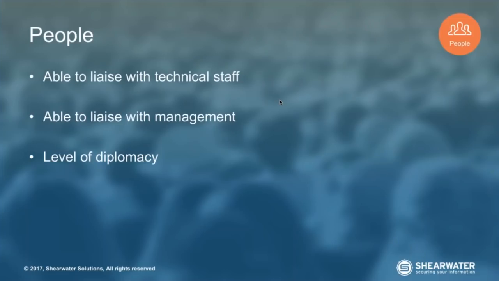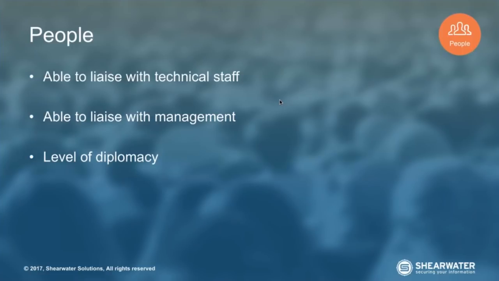What kind of people do you need in your vulnerability management team? Some of these are pretty obvious, but it's surprising how many teams actually lack some of these key skills. Ability to liaise with technical staff: being able to talk, or having people in the team that can talk, to the technical issues as to why something is or isn't a problem.